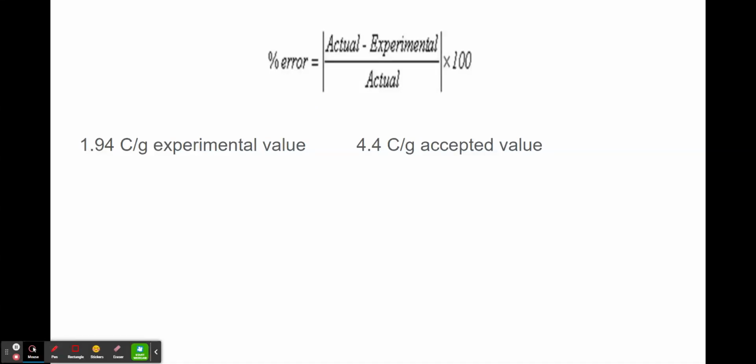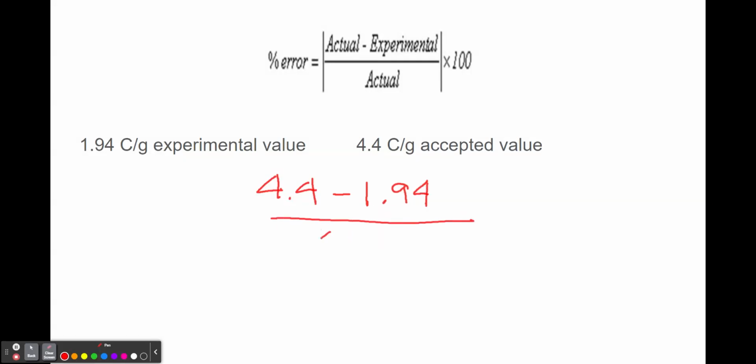They use bomb calorimeters to determine the calories in food, and we had a setup that would lose heat to the air, to the metal, etc. So you're just going to plug that into this formula. So for this, the actual is 4.4. Then you're going to subtract my experimental value, which is 1.94, and you're going to divide that by 4.4.